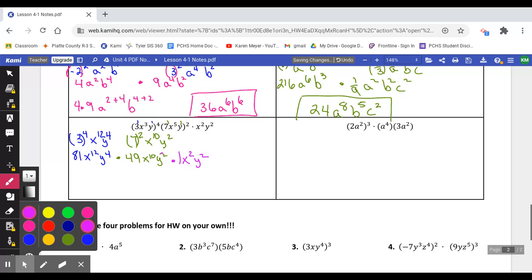So here I'm going to multiply my coefficients together. So 81 times 49 times 1 is 3,969. And then when you're multiplying, you're going to add exponents. So 12 plus 10 plus 2 will give me x to the 24th. Add your exponents for y. 4 plus 2 plus 2 is y to the 8th power. All right, pause the video and you try the last one here by yourself.